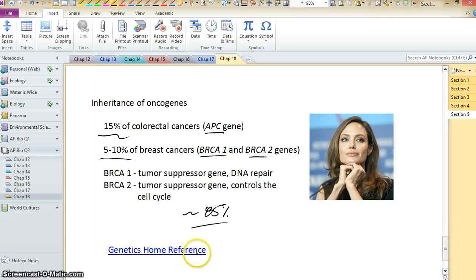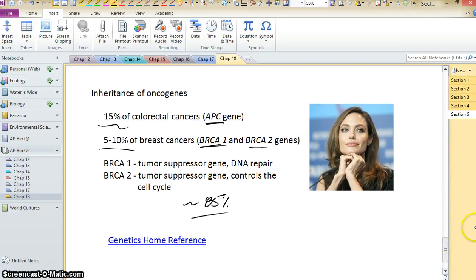Here's a link to a website at the National Institutes of Health, I believe, that you can plug in any kind of gene and get any kind of information. So if you go there and put in APC or BRCA, you can get all sorts of information about these genes and their normal functioning, and then what happens when they are not functioning normally, when they're mutated. Okay, that's it for chapter 18.